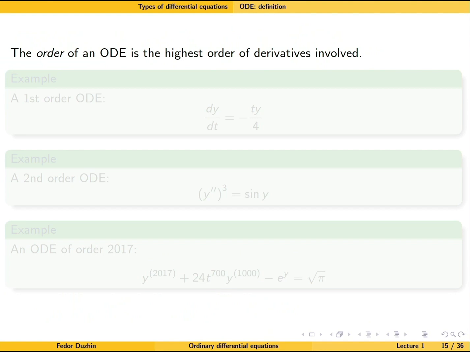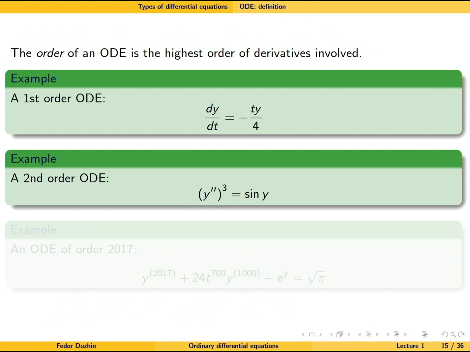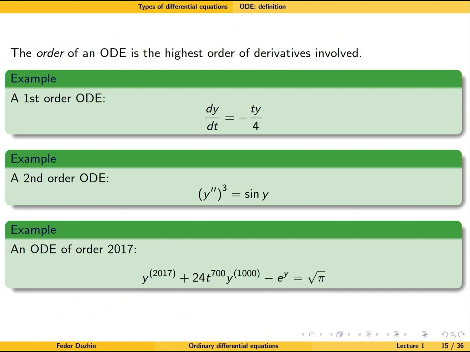The order of an ordinary differential equation is just the highest order of derivatives involved. If our equation only has the first derivative and no second derivative, no third derivative, and so on, then it's a first order ordinary differential equation. Here is a second order differential equation because it involves y double prime, no matter that it is cubed. As long as it involves y double prime but not y triple prime, fourth derivative, and so on, it is second order. I need to mention that a superscript in round parentheses, like 2017, means the 2017th derivative: we differentiate the unknown function y 2017 times. So that's an ODE of order 2017.